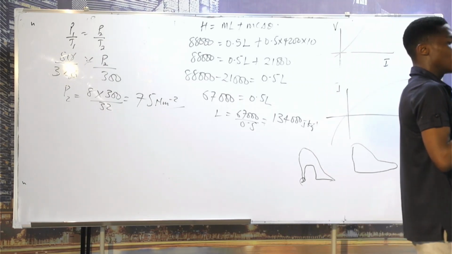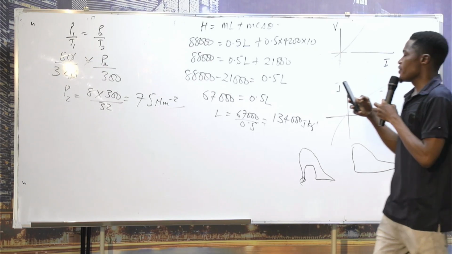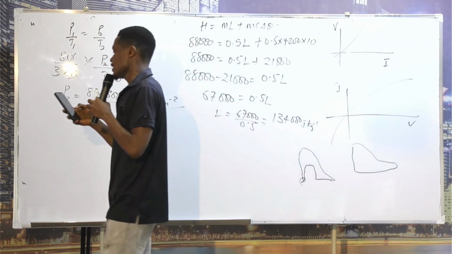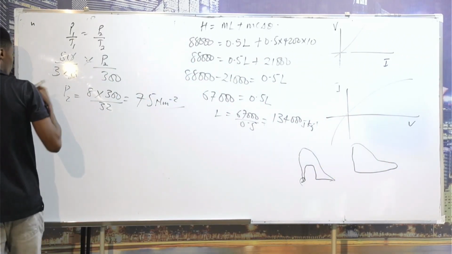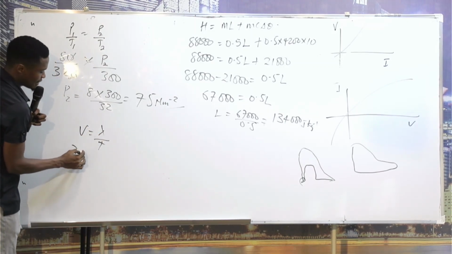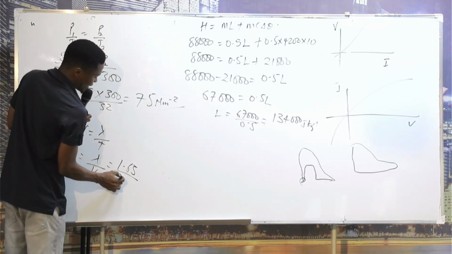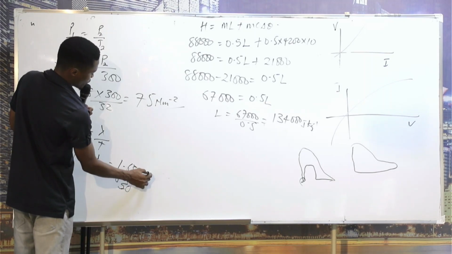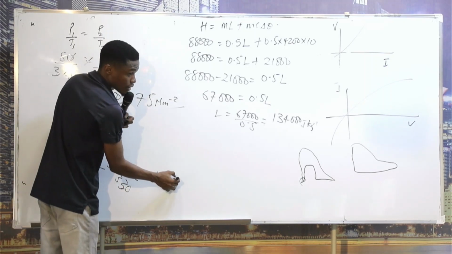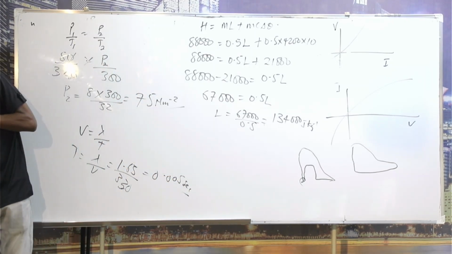A source of sound produces waves in air of wavelength 1.65. If the speed of sound in air is 330 meters per second, the period of vibration in air is what? V is equal to lambda over T, so T is equal to lambda over V, which is 1.65 over 330. What would that give me? 0.005 seconds.